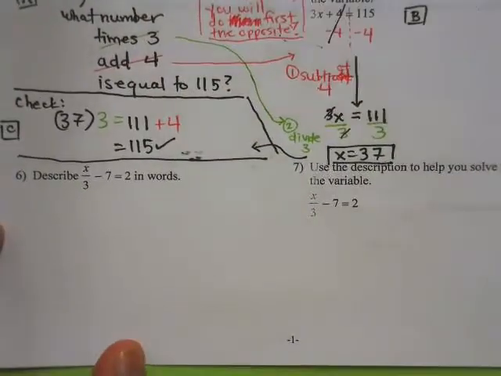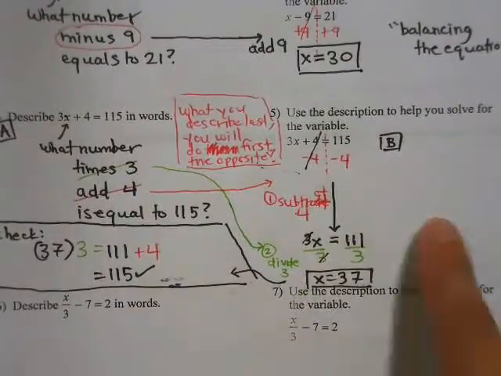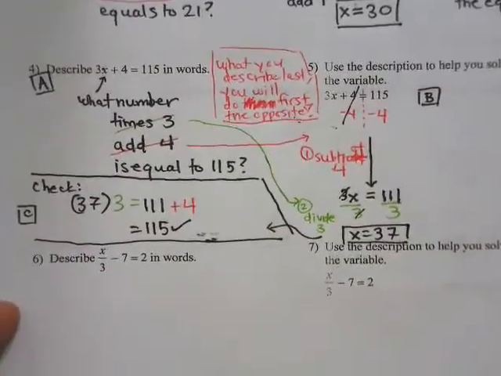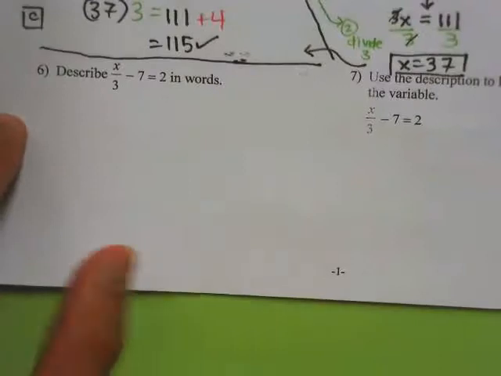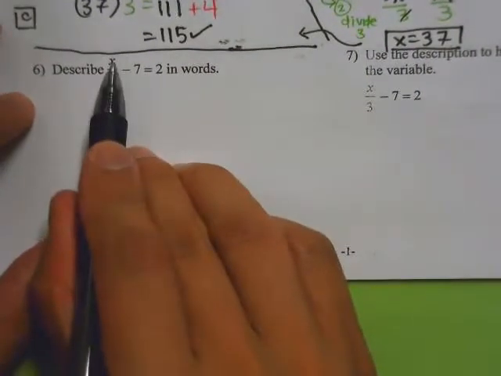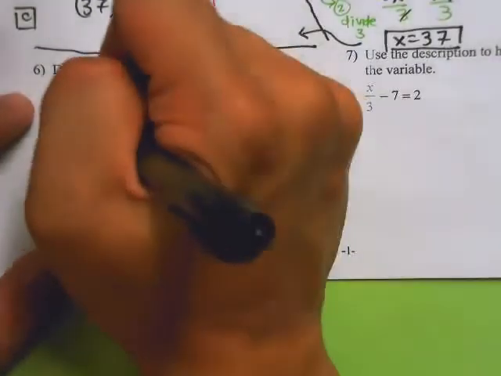Let's describe this one in words. We're pretty much going to do the same steps as number 4 and 5, and we'll see how long this will take. Let's just go for it. Always start with what number. Just start with that x. So what number?